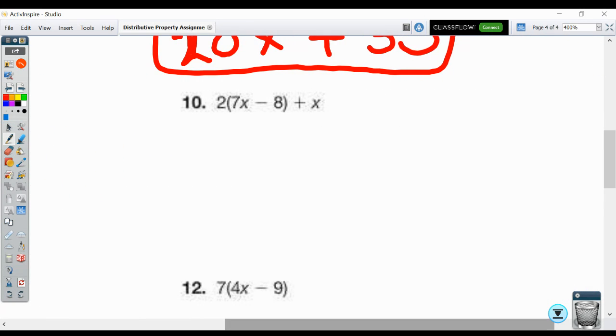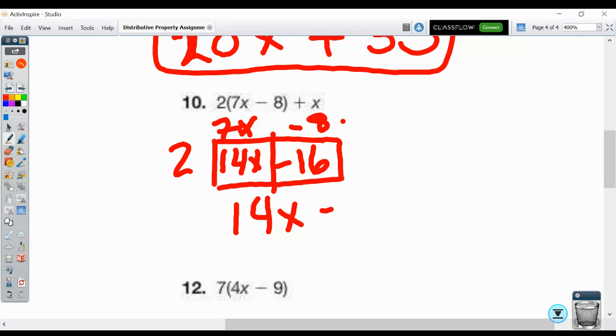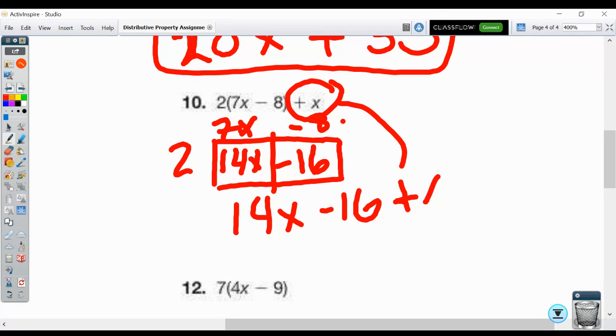I'll use the box method here. I have 2, and then 7x, and minus 8. So 2 times 7 is going to be 14x. 2 times minus 8 is going to be minus 16. And then I've got 14x minus 16, but don't forget to bring your x back here. Now, the reason I didn't multiply this initially is because it's not inside the parentheses. So it just has to be added on at the end.